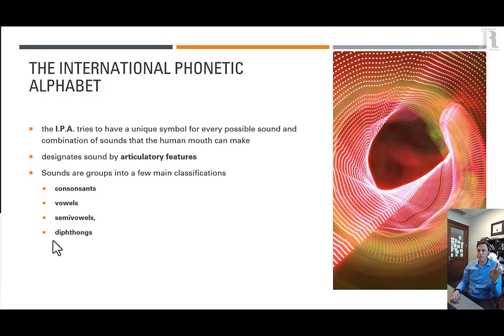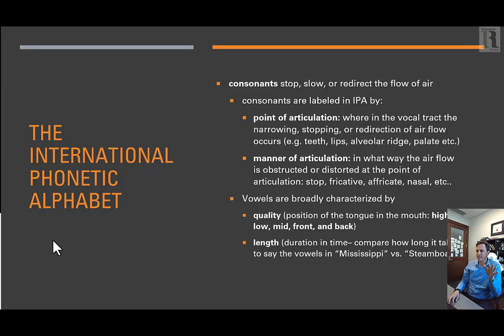But first, let's just talk about the basic classifications of sounds as we have traditionally understood them before we talk about how they're made. And those basic classifications of sounds are consonants, vowels, semivowels, and diphthongs. And semivowels and diphthongs all kind of fall under vowels, but we'll get into that. So consonants, what is a consonant? You learn that in third grade maybe, like P, B, D, F, G, K, L.